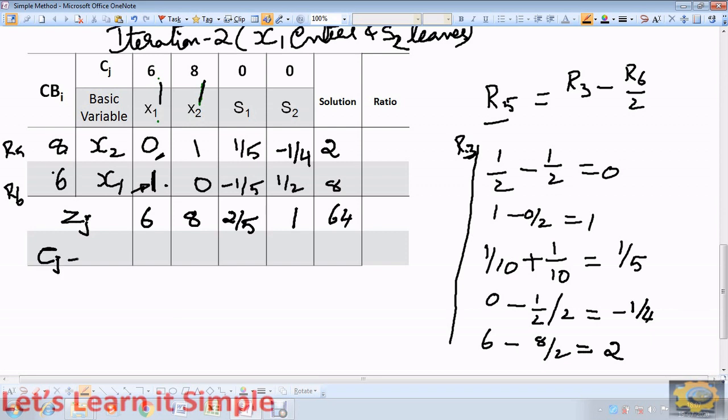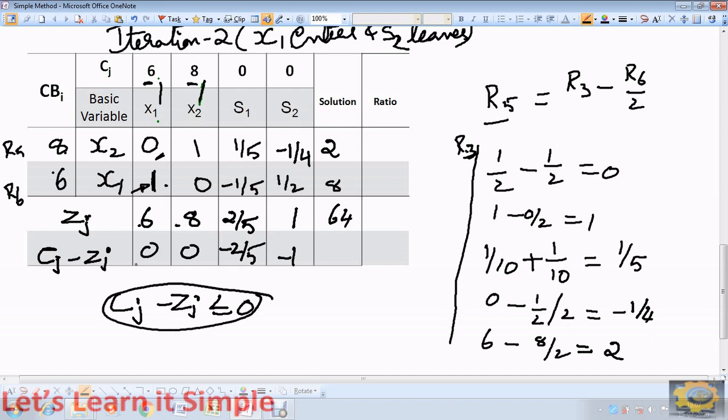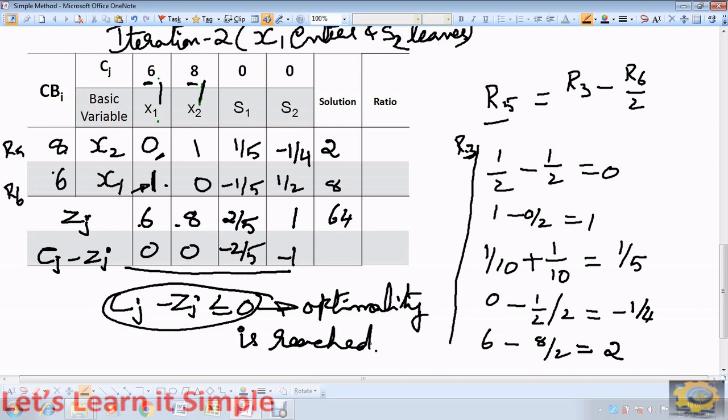Next is the last one. We need to find Cj minus z of j. So if you compute 6 minus 6, 0, 8 minus 8, 0, 0 minus 2 by 5, it is minus 2 by 5, 0 minus 1, minus 1. Now again we need to check Cj minus z of j is less than or equal to 0. Yes, we have everything now. Therefore, this is optimal. I can say optimality is reached. Now the solution is, no need to find ratio and other things.